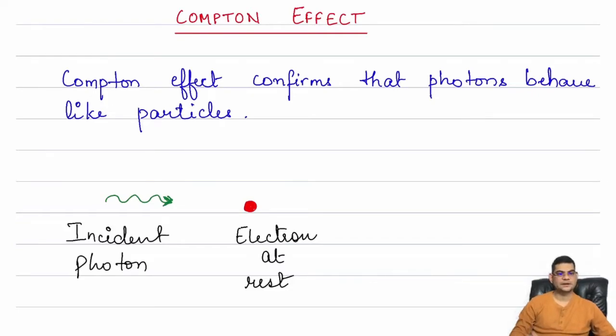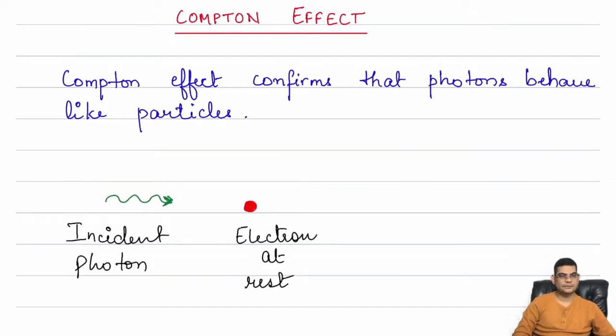Now as per the classical theory, when a wave strikes a particle, the waves simply get deflected and there is no change in the wavelength of the incident wave. But if a particle strikes another particle, then there is a collision and exchange of energy.